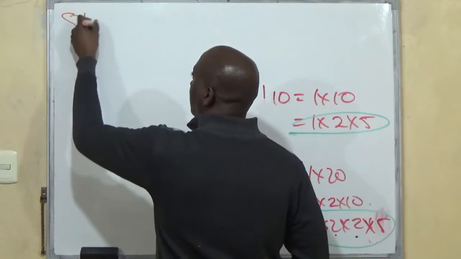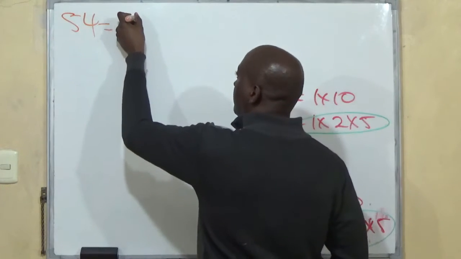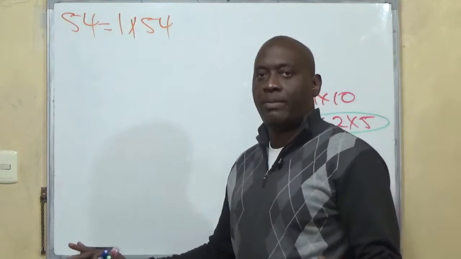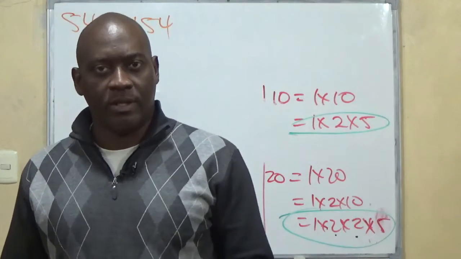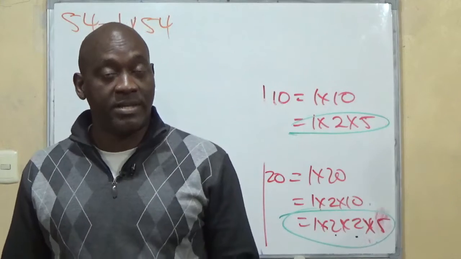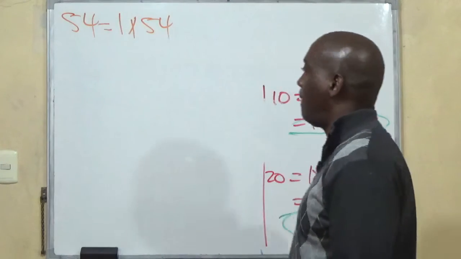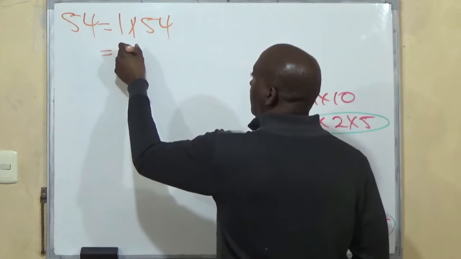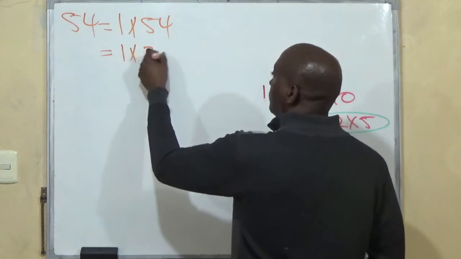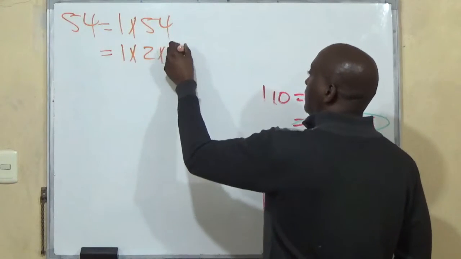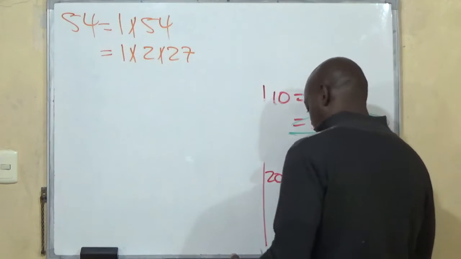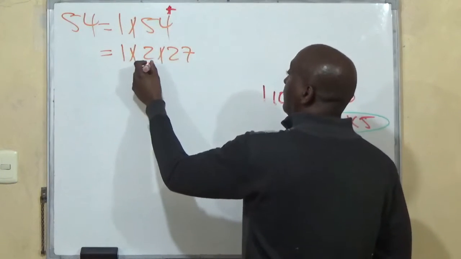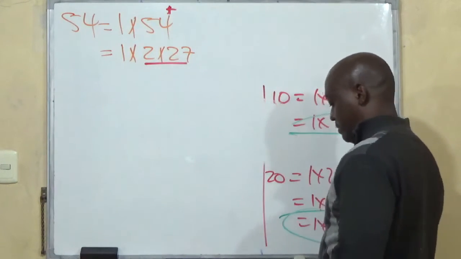Alright? So 54 is 1 by 54. No problem. So far, so good. 54 is 2 by 27. So 54 is not a prime number. 54 is factorizable. So we factorize 54. 54 is 2 by 27. So we take this 54 and we express it as 2 by 27.